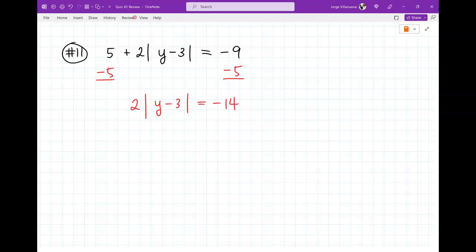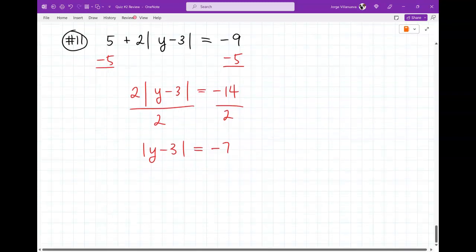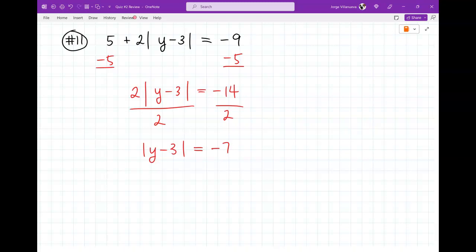Now at this point, since I can't distribute, I can only divide, like what I did in the previous 2 problems, right? I can divide by 2. So I'm going to divide everything by 2, and I get the absolute value of y minus 3 is equal to negative 7. All right, what do I do next? I can't do it, right? No solution. An absolute value cannot be equal to a negative number, so just write no solution. And that's it.